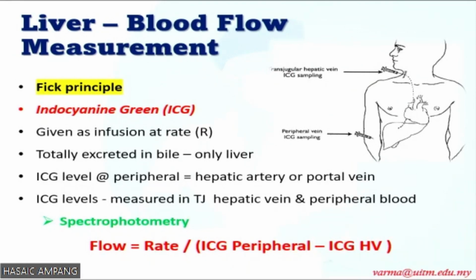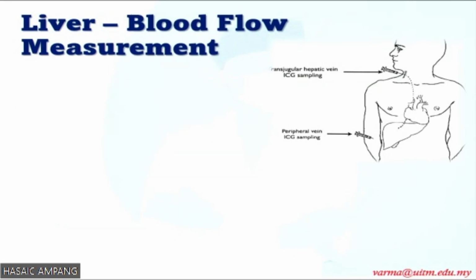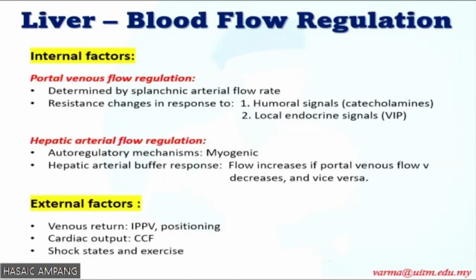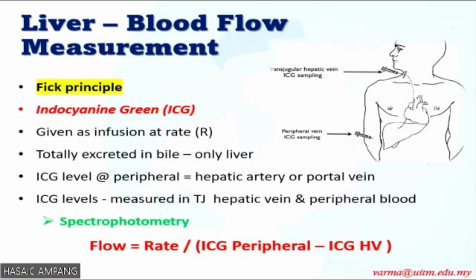It follows the Fick principle. All blood flow follows the Fick principle method, same thing like your output for cardiac output. The indicator they use is indocyanine green. So how do they give? They give as an infusion rate. This indocyanine green, as whatever tracer or indicator used, should be inert, non-toxic, non-secreted, non-reabsorbed, non-metabolized. Okay, so the indocyanine green is totally excreted in bile, only in the liver, not taken up by any tissues or any intestine or whatever. Okay, you give it intravenously, it goes to your liver, excreted in the bile directly. Okay, so the indocyanine level at peripheral, hepatic artery or portal vein.